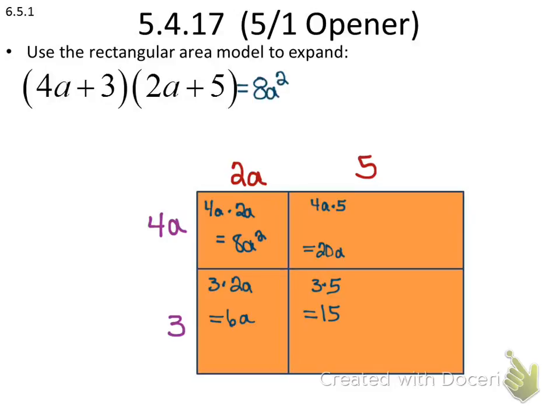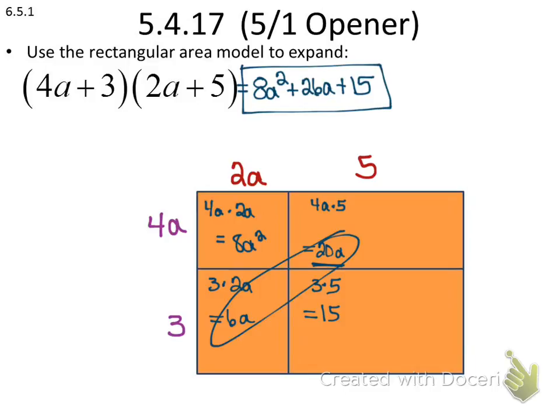8a squared. All right, then I'm going to go to my next rectangle. 20a. Do I have any other coefficient with the variable a? Yes. So I can combine those because they're like terms. When I say combine them, what operation am I going to do here? Add. So it's 20a plus 6a. 26. So I'm going to put up here a positive 26a. And what number do I have left? 15. And it's going to be a plus 15 because it's a positive number. And that's my final answer.